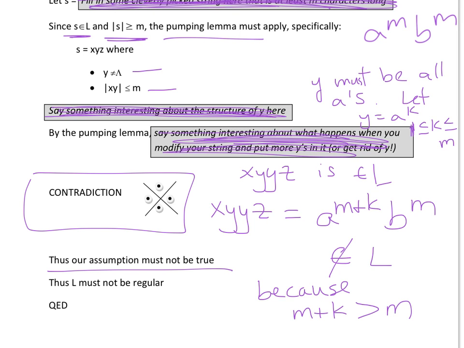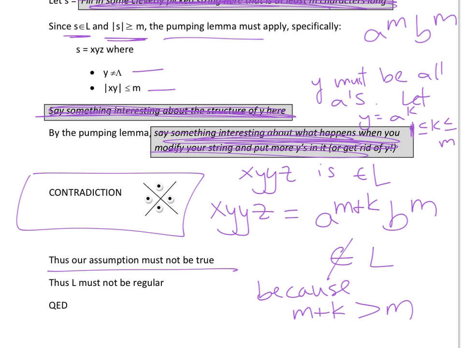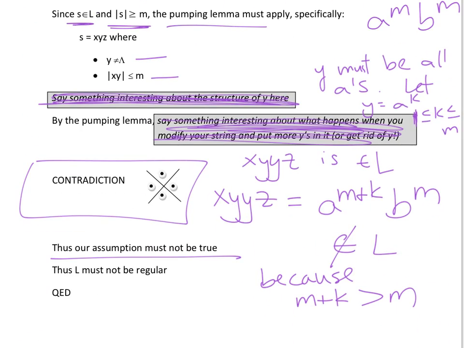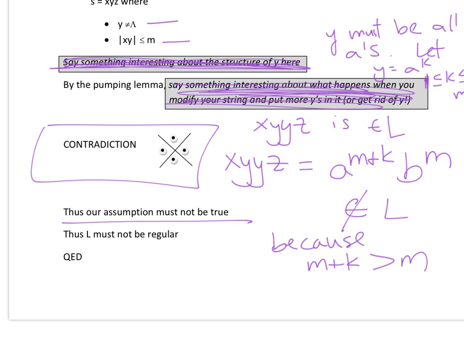Thus, our assumption must not be true. Remember, what was my assumption? My assumption was that L is regular, but my assumption must not be true. Thus, L must not be regular, QED.